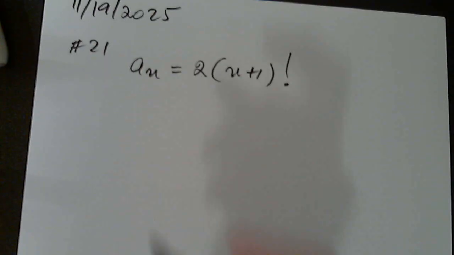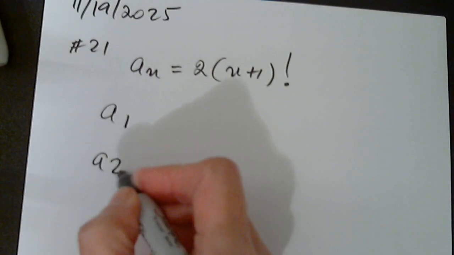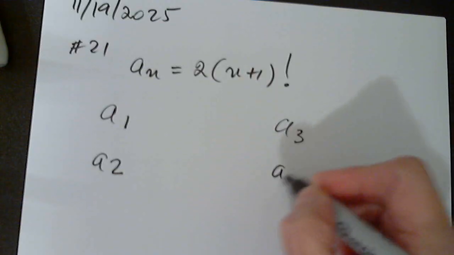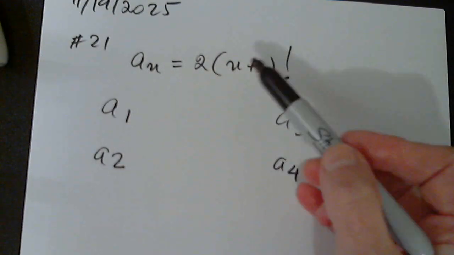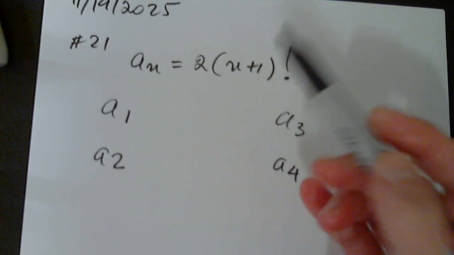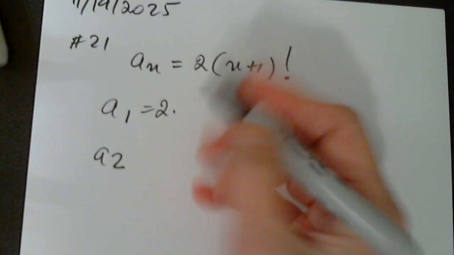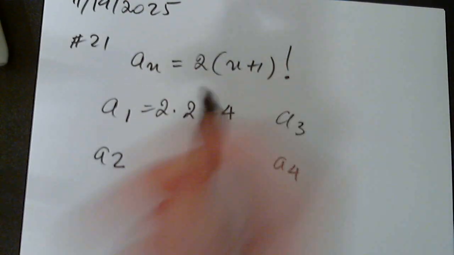Nothing difficult. I have to find A1, A2, A3, and A4. What does this mean? When n is 1, 1 plus 1 is 2. So then I have 2 times 2 factorial, which is 2 times 1, which is 2. So the first term is 4.